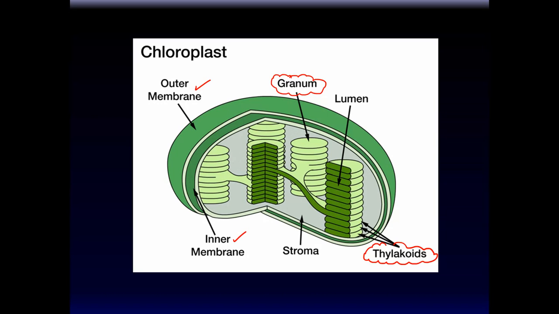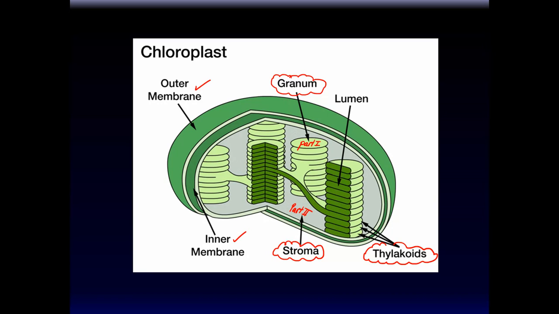Now, outside these grana is the stroma. Stroma is the space between these grana over here. That's the empty space. That's important because the first part of photosynthesis is going to occur on the thylakoid membranes on the surface. That's where all the chlorophyll is, which is going to trap the light energy. The second part of photosynthesis is actually going to occur in the stroma.